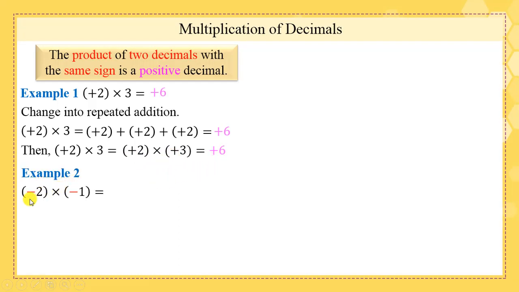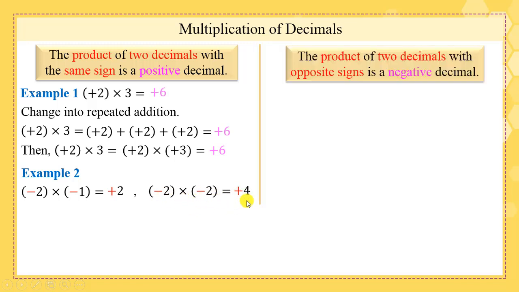Example 2. Negative 2 times negative 1. As we said, the product of two decimals with the same sign is a positive decimal. So the product is positive. 2 times 1 equals 2. Negative 2 times negative 2, they have the same sign. The product is positive. 2 times 2 equals 4.